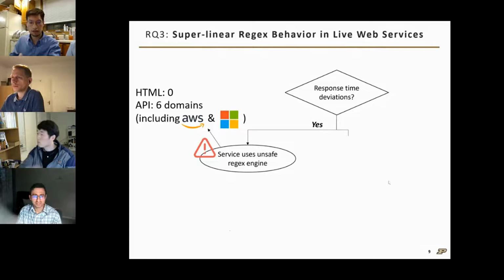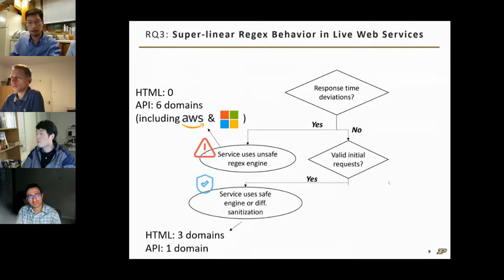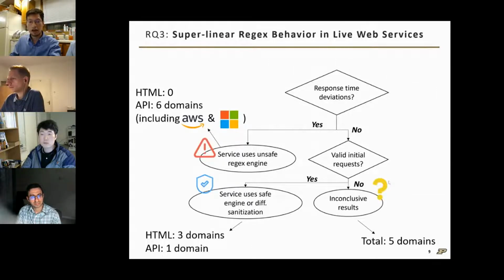If we did not observe a difference, but we were able to send a valid initial request, we conclude the service either uses a safe engine or a different sanitization scheme as specified from the client side. We found 3 HTML and 1 API domains under this category. And if we couldn't send a valid initial request, then we deemed the probing experiment to be unsuccessful.